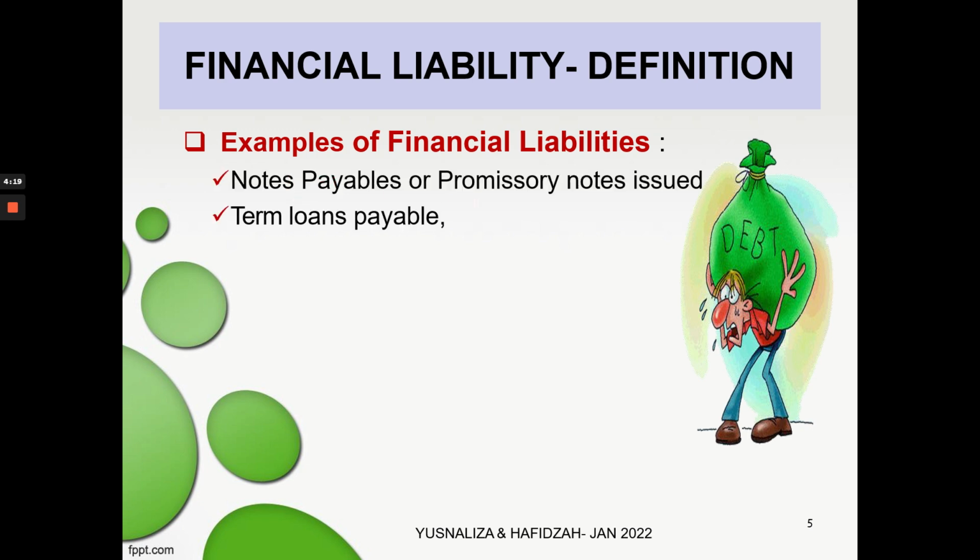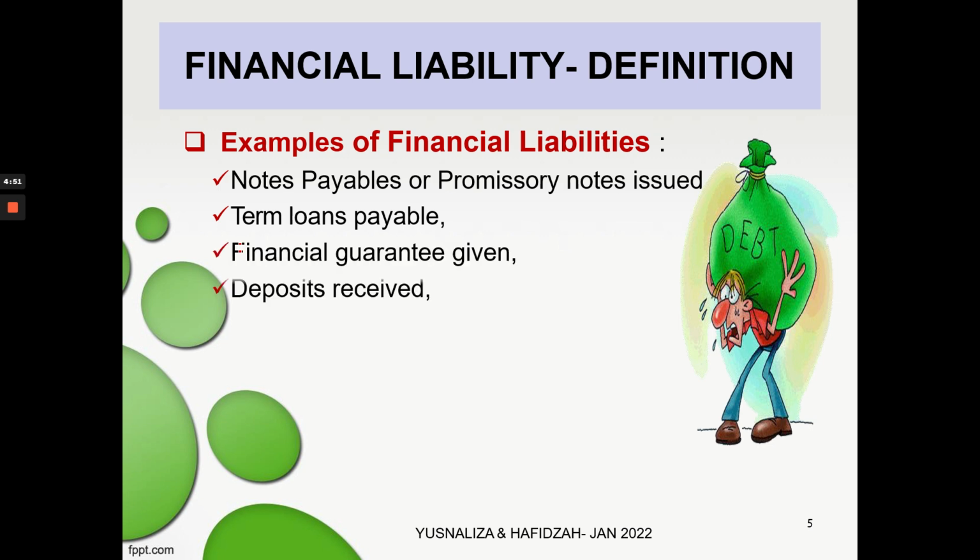Notes payable, promissory notes, which is the written promise that we issue to our supplier to extend the credit payment, and that we may have purchased the goods and at the same time we issue the notes payable. Before this you have learned notes receivable, but this is the opposite of receivable, so that is payable. Receivable was actually a financial asset, so payable is a financial liability.